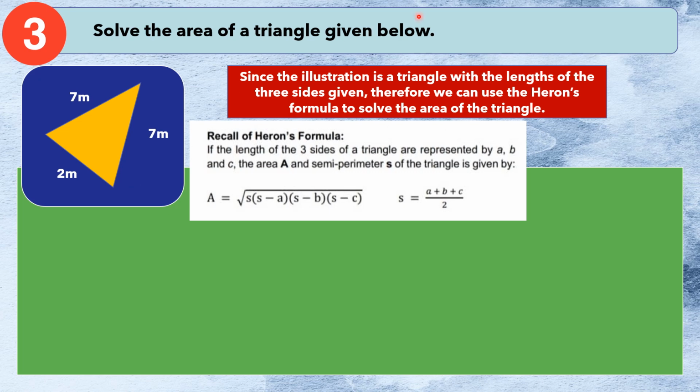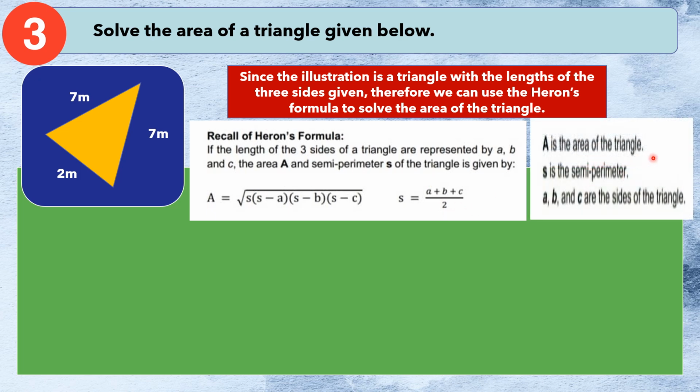Ano po ba yung Heron's formula? If the length of the 3 sides of a triangle are represented by A, B, and C, the area A and semi-perimeter S of the triangle is given by, for the area, we have area equals square root of S times quantity S minus A times quantity S minus B times quantity S minus C. Wherein, si S po, ayan po yung tinatawag nating semi-perimeter na ang formula po ay A plus B plus C divided by 2. Okay, A is the area of the triangle, S is the semi-perimeter, and then A, B, and C are the sides of the triangle. So, dito, ang given sides natin, 7, 7, and 2.